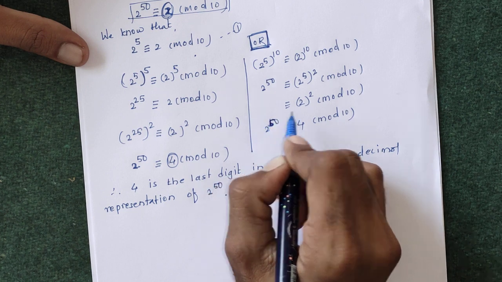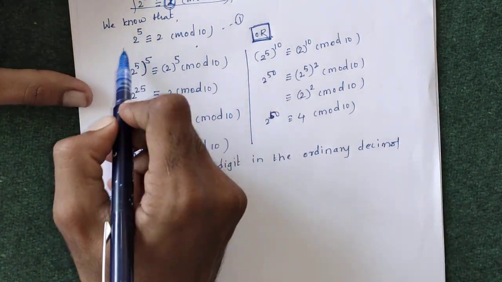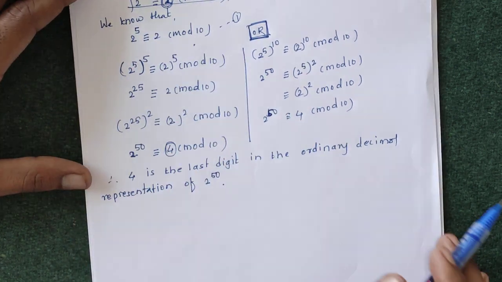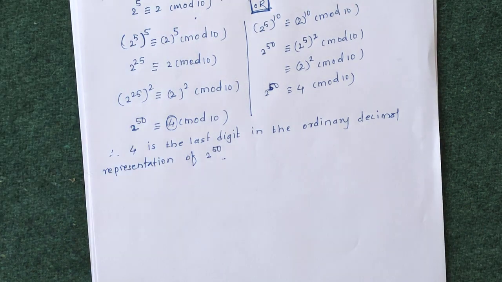Here are two methods to solve. You can find another method, but you have to use this congruence. Using this congruence you can find the solution in another way. So this is the solution of this example.